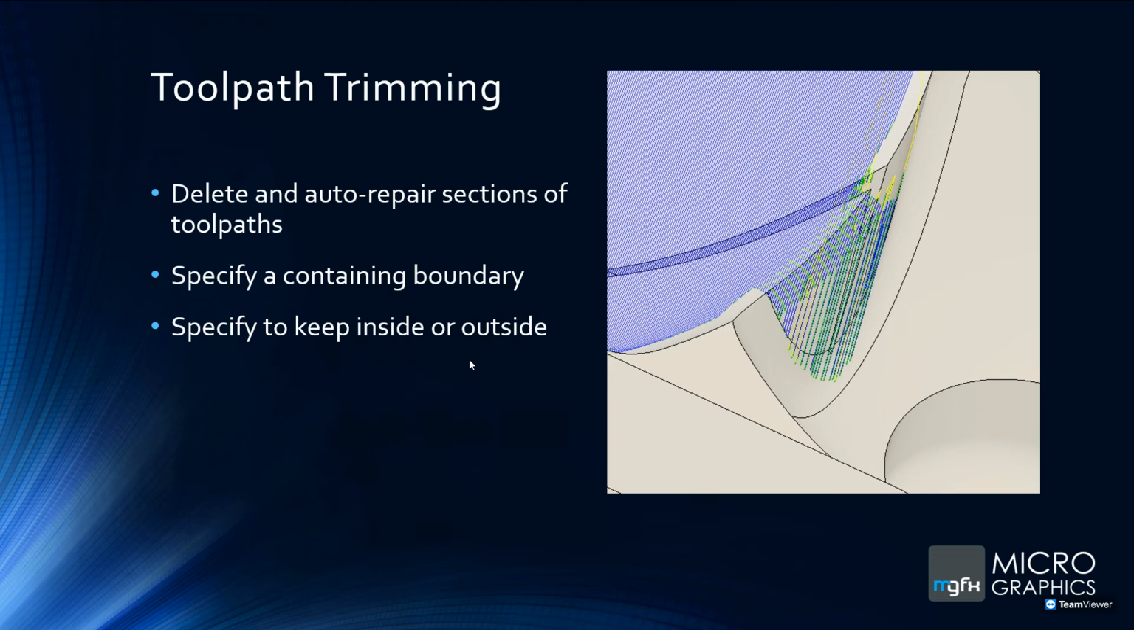Now with your toolpath trimming, this allows you to select an existing toolpath and delete and have it automatically repair that section of the toolpath. This is done by viewing the toolpath and then specifying a containment boundary. And you can choose to keep the toolpath within that boundary or outside of that boundary. The image on the right-hand side here shows a toolpath where the tool actually goes over a ridge in a component and machines down the opposite side of the ridge. And that extra bit of machining is not required. That portion of the mold may have been machined already, so you'd want to trim that off.